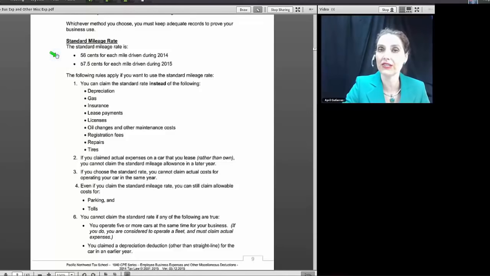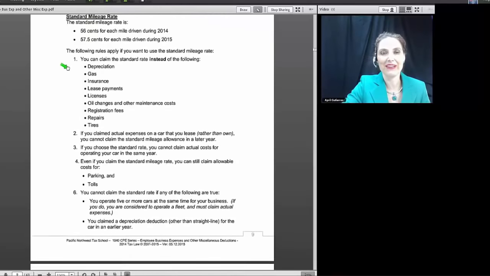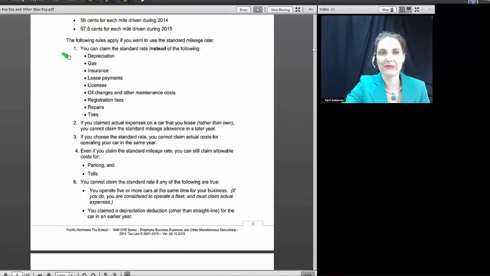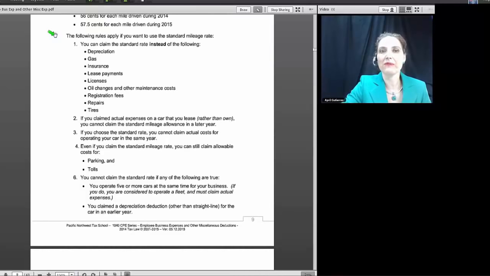It was interesting because the 2013 rate was 56.5 cents a mile, and then it dropped to 56 cents, and now it's up to 57.5 cents. But gas prices actually aren't up over 2013, so who knows where the IRS comes up with these numbers. It's supposed to be tied to the cost of driving your car, which has fluctuated with the price of gas considerably. Now, the following rules apply if you want to use the standard mileage rate.